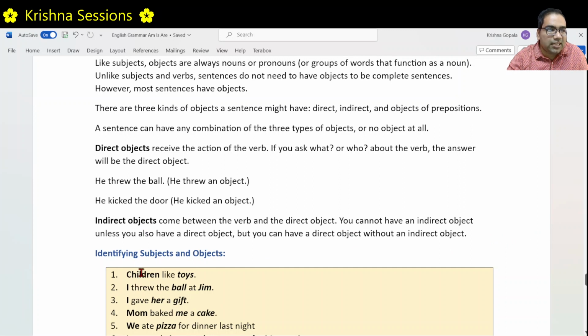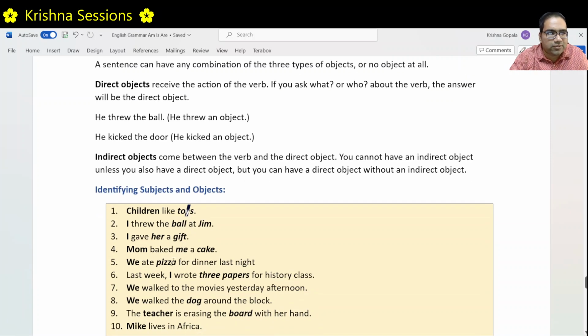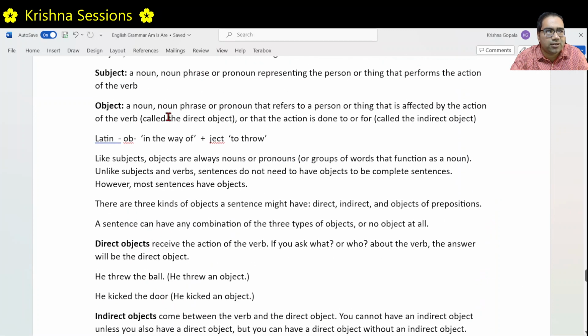For example, children like toys. Toys is a direct object because it is directly taking the action of like. That is direct object. Here, children like toys, in this sentence number one, there is no indirect object. Children is the subject, as we had discussed in our earlier session. The bold ones are the subjects. Bold italic are the objects. Let us look at more examples. We ate pizza. Pizza is directly taking the action of eating. What is an object?